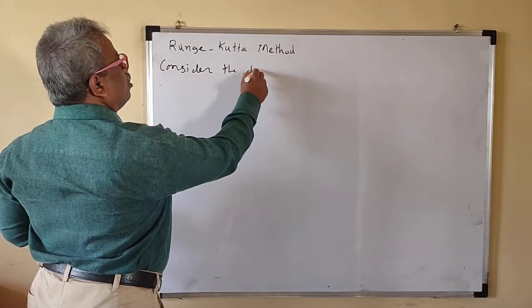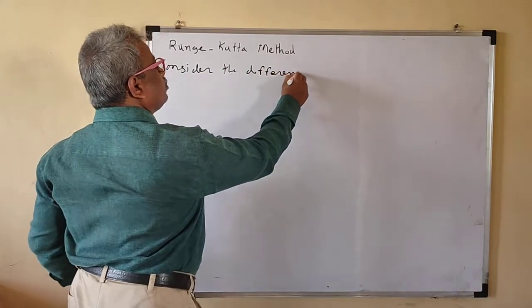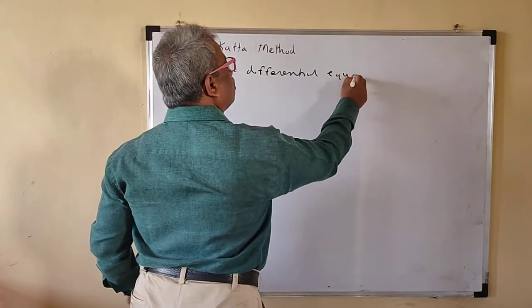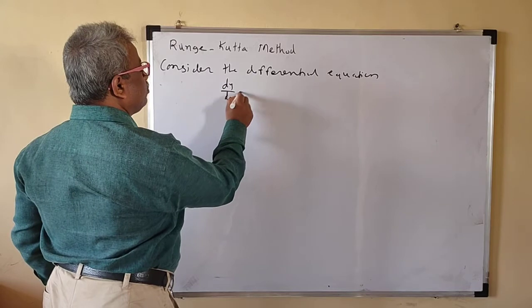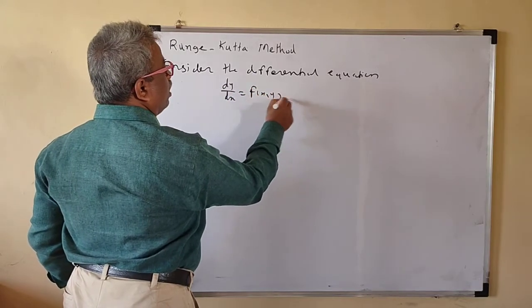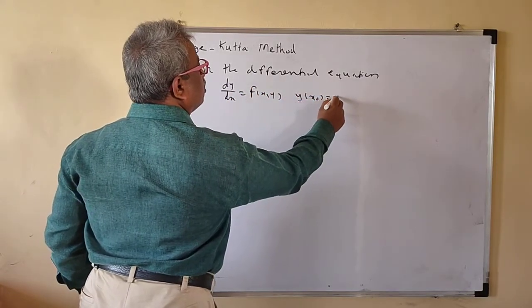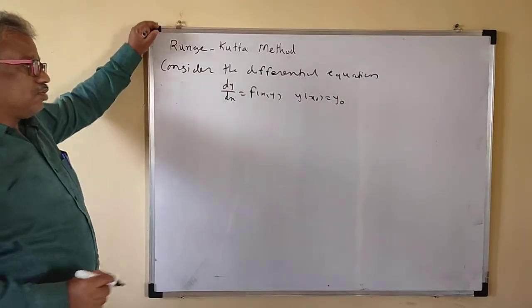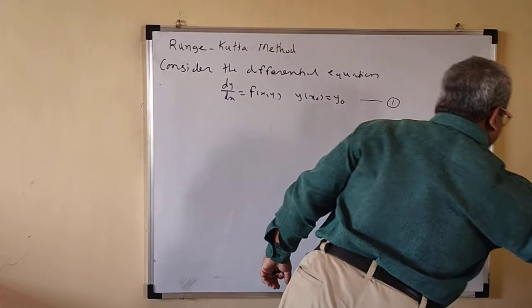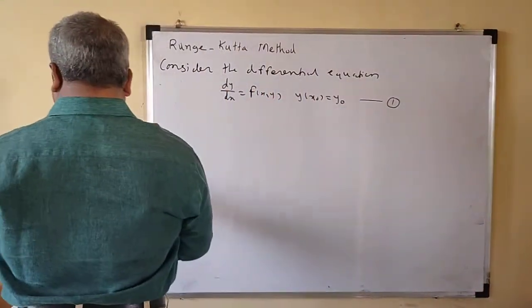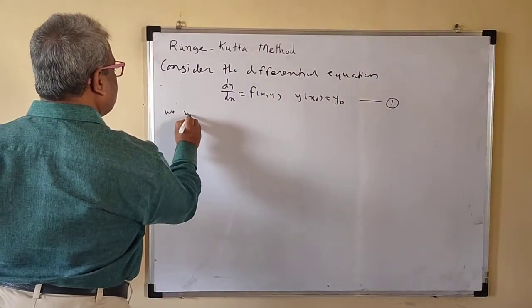Consider the differential equation dy by dx is equal to f of x, y with initial condition y naught. Okay. So we want to find the solution of this differential equation.